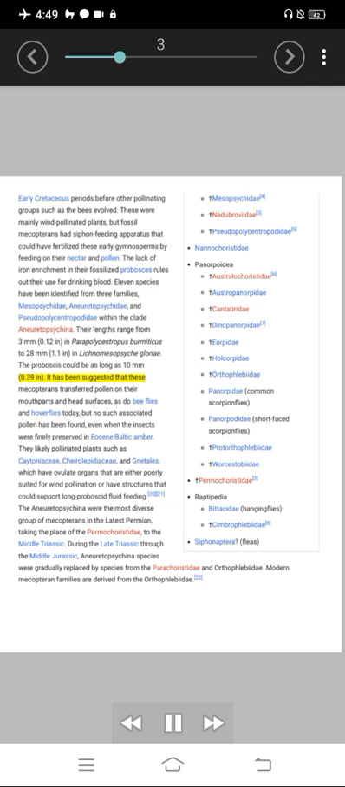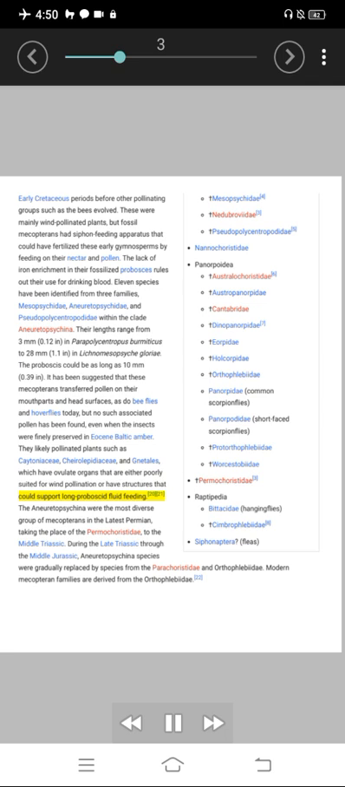It has been suggested that these Mecopterans transferred pollen on their mouthparts and head surfaces, as do bee flies and hoverflies today, but no such associated pollen has been found, even when the insects were finely preserved in Eocene Baltic amber. They likely pollinated plants such as Cataniaceae, Cheirolepidiaceae, and Gnetales, which have ovulate organs that are either poorly suited for wind pollination or have structures that could support long proboscis fluid feeding.